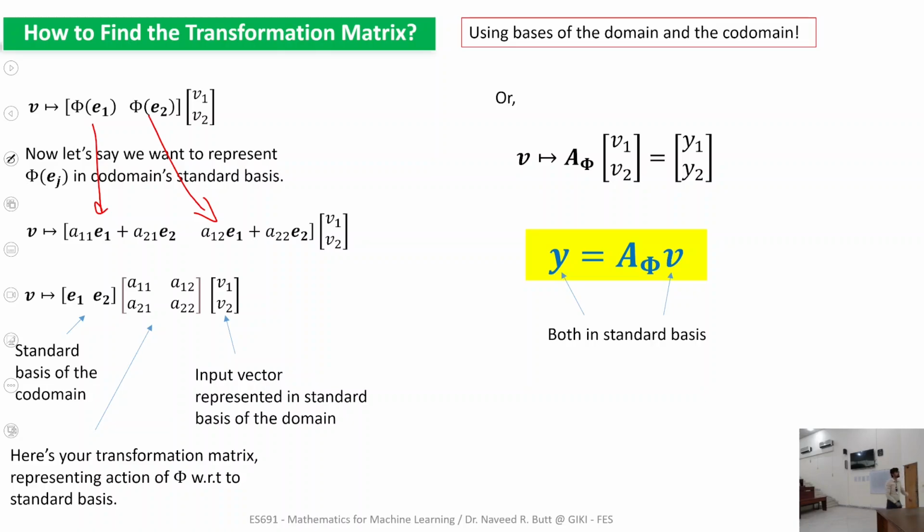So अभी देखें, all we are saying is that the mapping now can be done like this, right? y1, y2 equals A phi times v1, v2. What were we looking for? A phi. That is the transformation matrix. What is that transformation matrix? These are the coordinates that represent ये a1, 1 1 2, ये a2, 1 ये है.